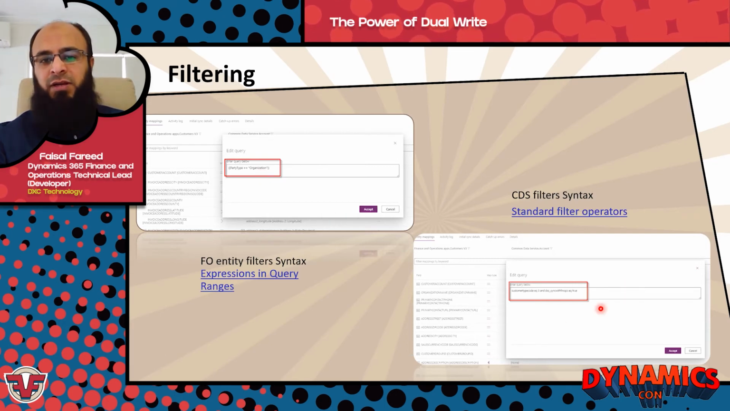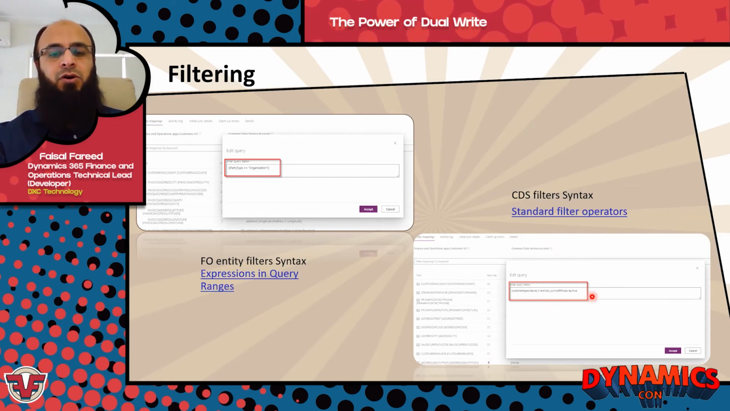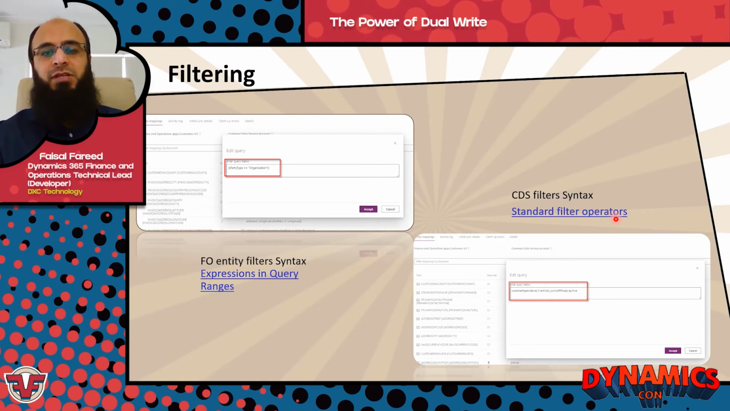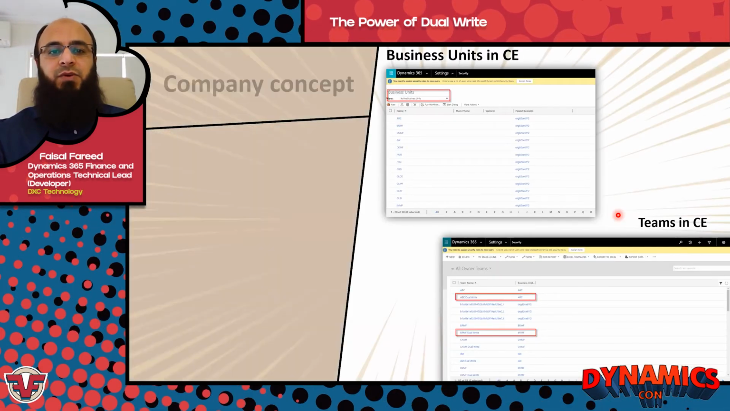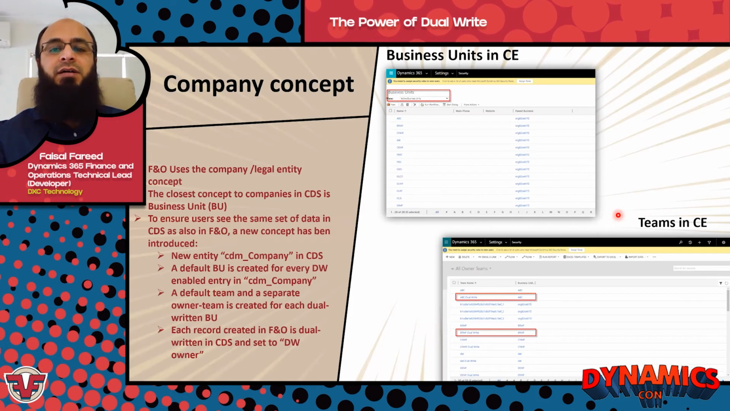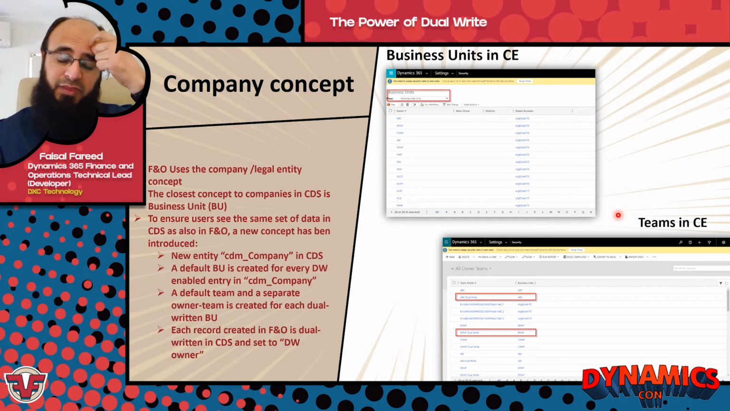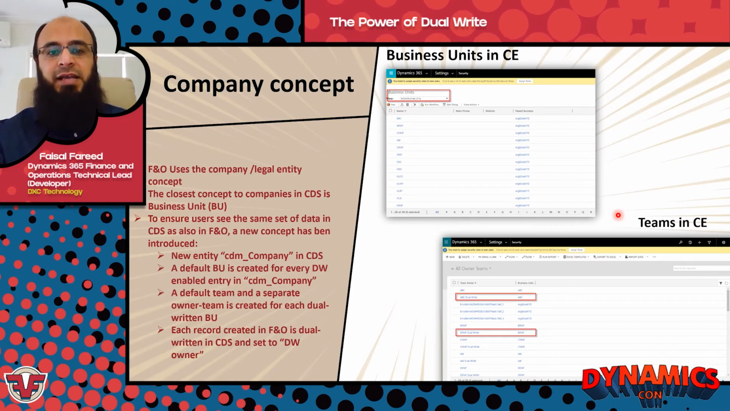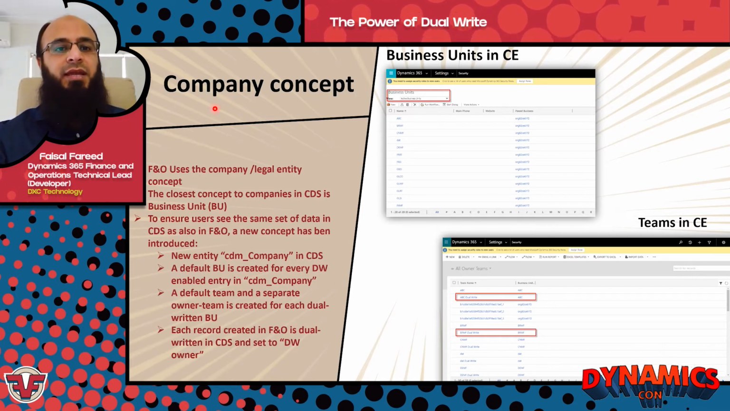On the CDS part of the entity mappings, you can click on the little funnel again and define all these filters here, and all the syntaxes can be found from this particular link. Now, whatever I have explained as of now, these were the concepts of the infrastructure aspect of dual write.